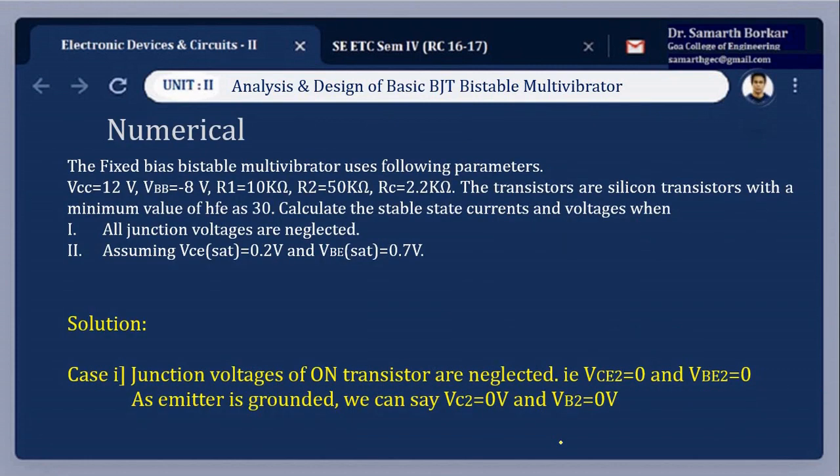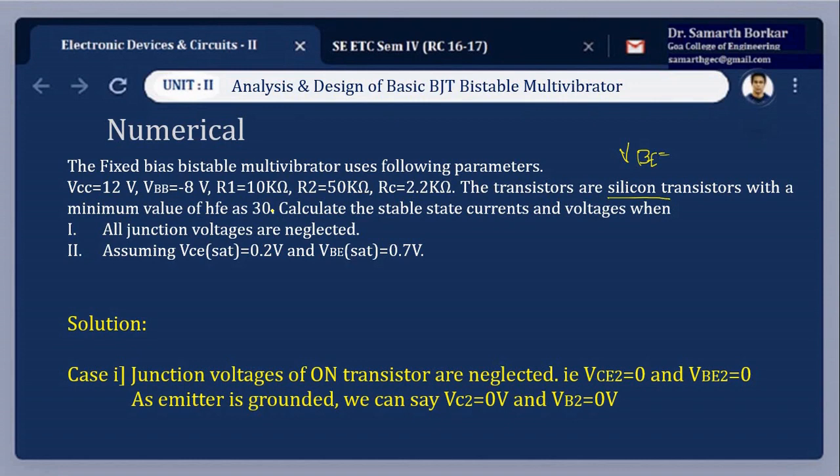So now we'll try to understand the actual numerical. The fixed bias bistable multivibrator uses the following parameters. VCC is 12 volts, VBB is minus 8 volts, R1 is 10 kilo ohms, R2 is 50 kilo ohms, RC is 2.2 kilo ohms. The transistors are silicon transistors. Whenever this word appears in a numerical, you have to note down the voltage required to drive the transistor to on condition. If it is silicon, this voltage is 0.7 volt, with a minimum value of HFE as 30.